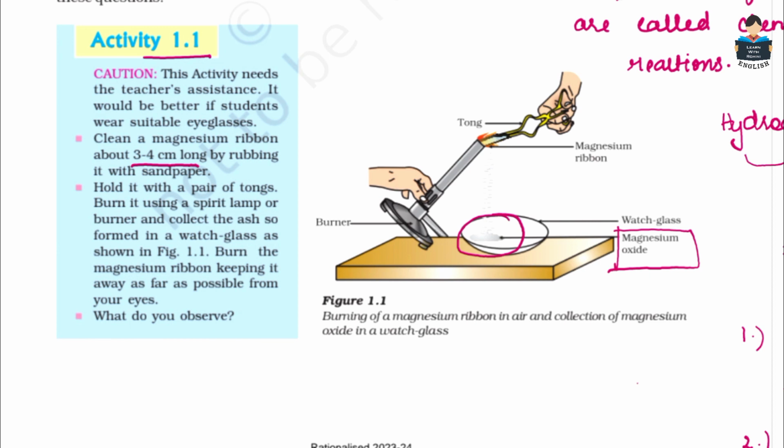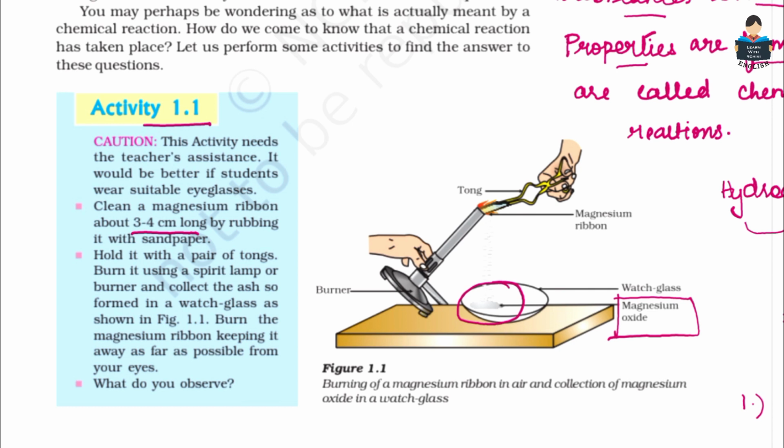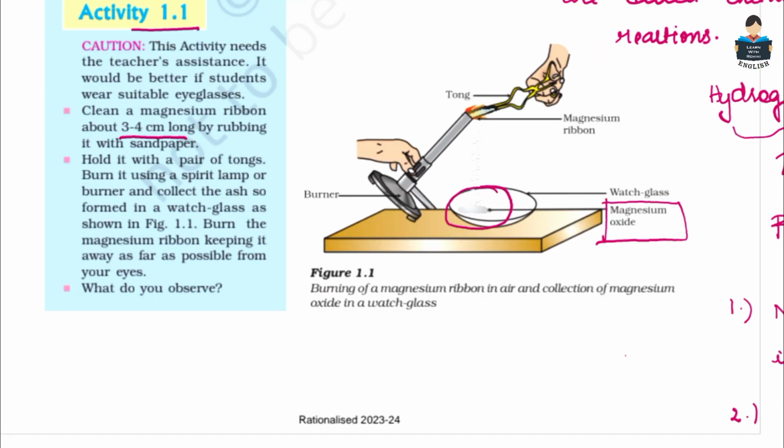Now we are going to see activity 1.1. In this activity we can see how a chemical reaction takes place. They have taken a magnesium ribbon and cleaned it by rubbing with sandpaper. They have taken a 3 to 4 centimeter long magnesium ribbon. After cleaning it, they hold it with a pair of tongs and burn this magnesium ribbon in the burner.